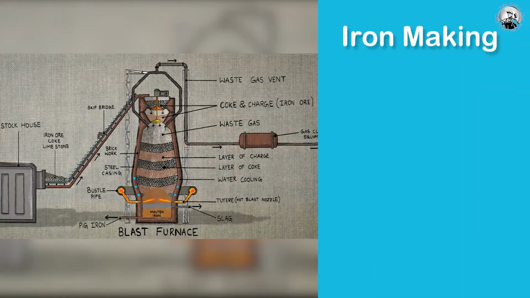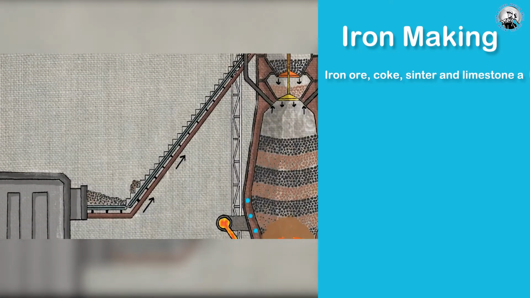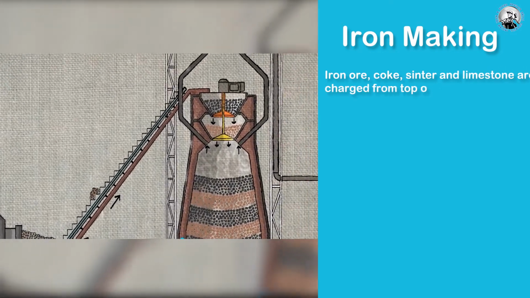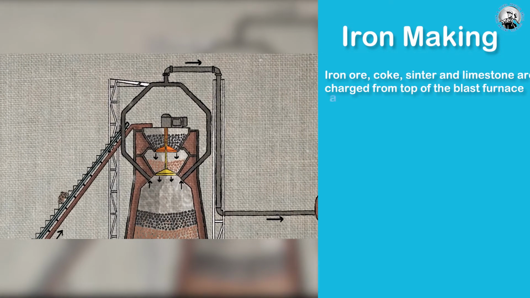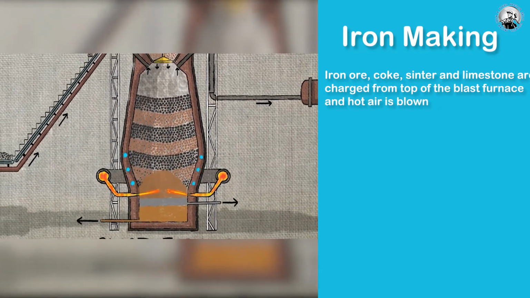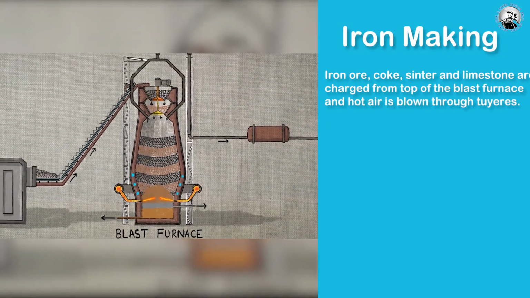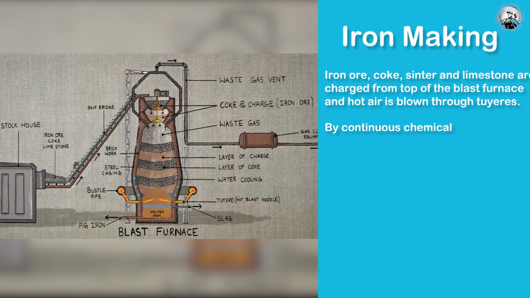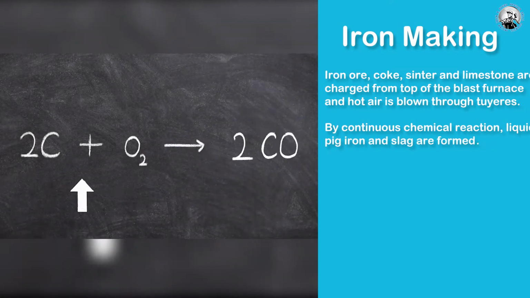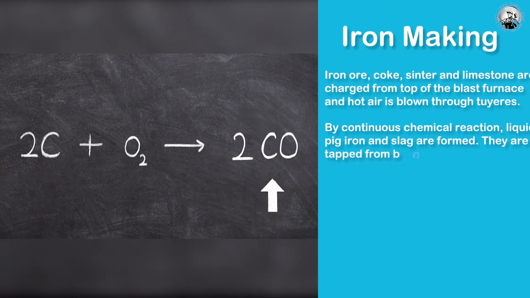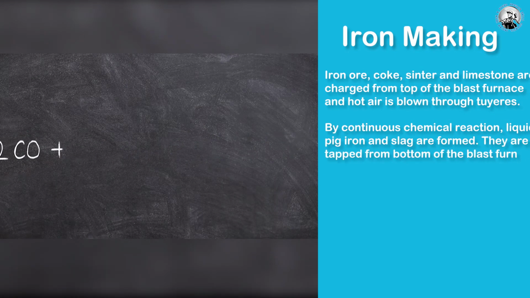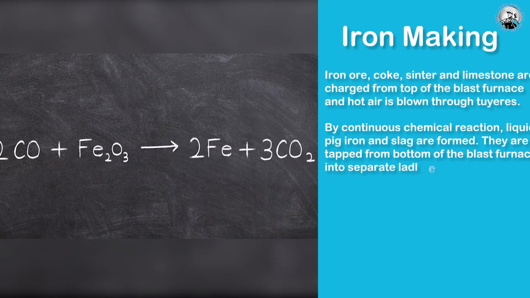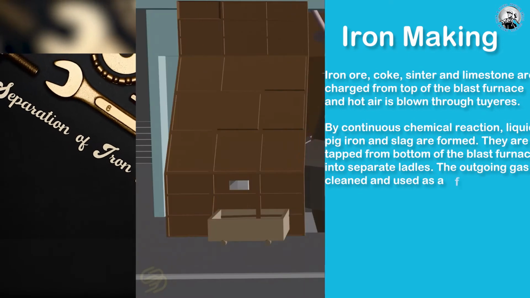Iron making. Iron ore, coke, sinter and limestone are charged from the top of the blast furnace and hot air is blown through tuyeres. By continuous chemical reaction, liquid pig iron and slag are formed. They are tapped from the bottom of the blast furnace into separate ladles. The outgoing gas is cleaned and used as fuel.